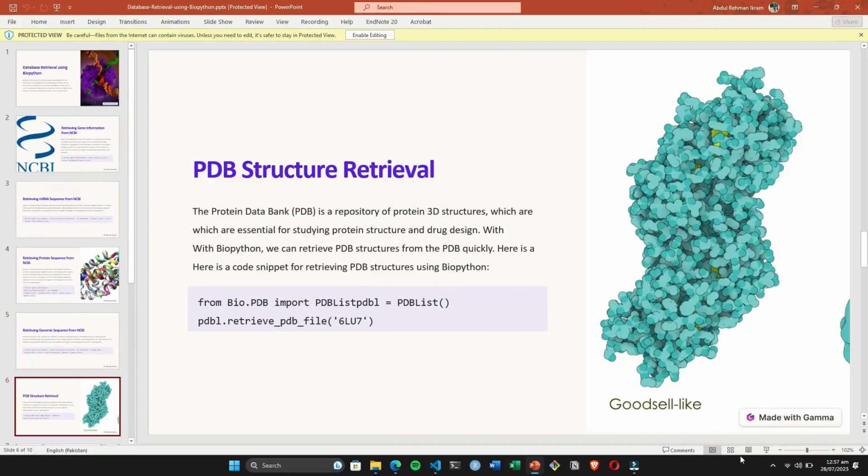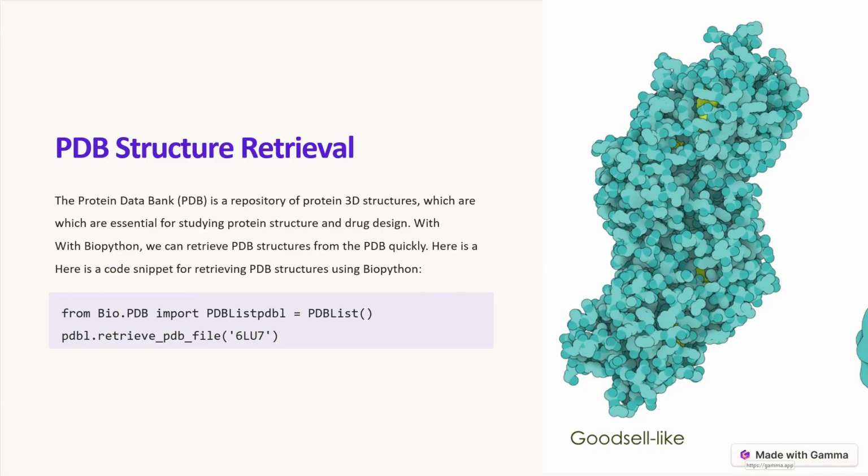So that was for the NCBI. You can also download and retrieve your protein structure by using the PDB database. The PDB is a repository of protein 3D structures, which are essential for studying protein structure and drug design. With Biopython, you can retrieve the protein structure from PDB quickly.